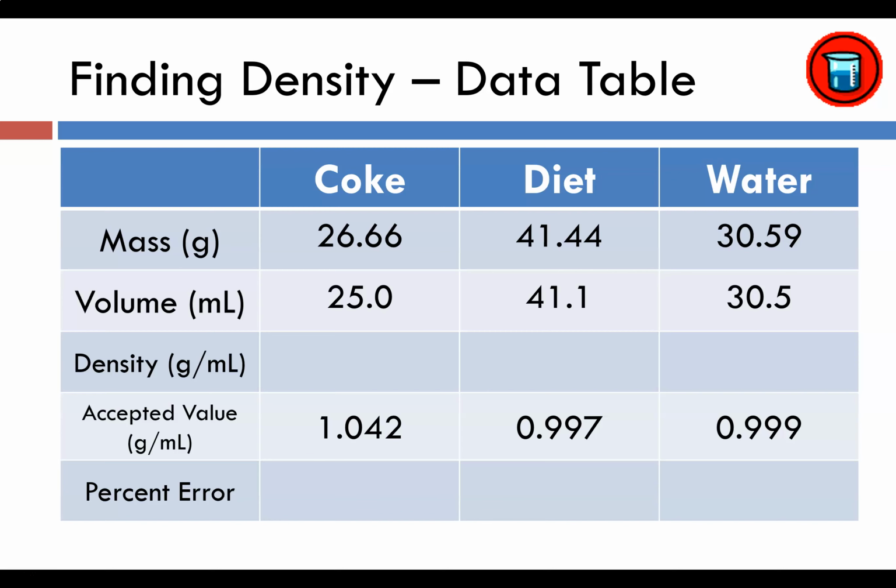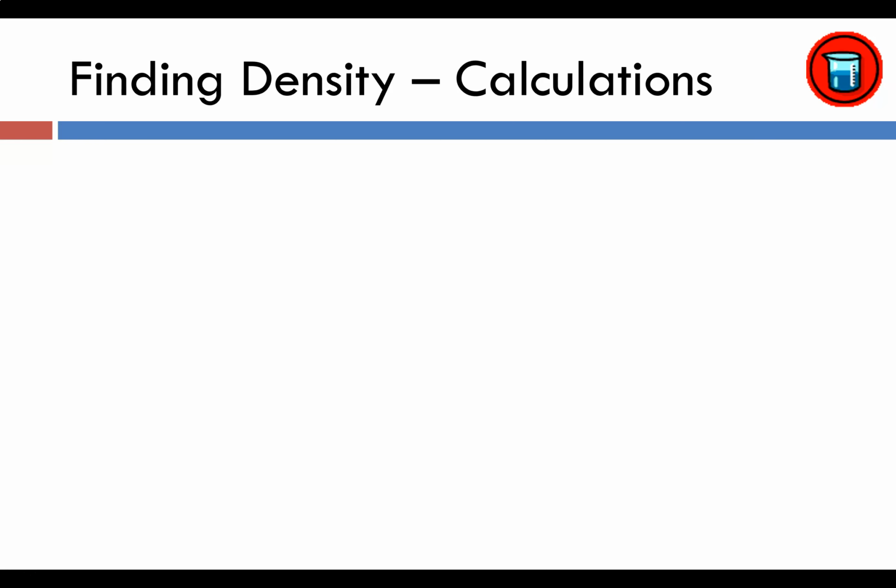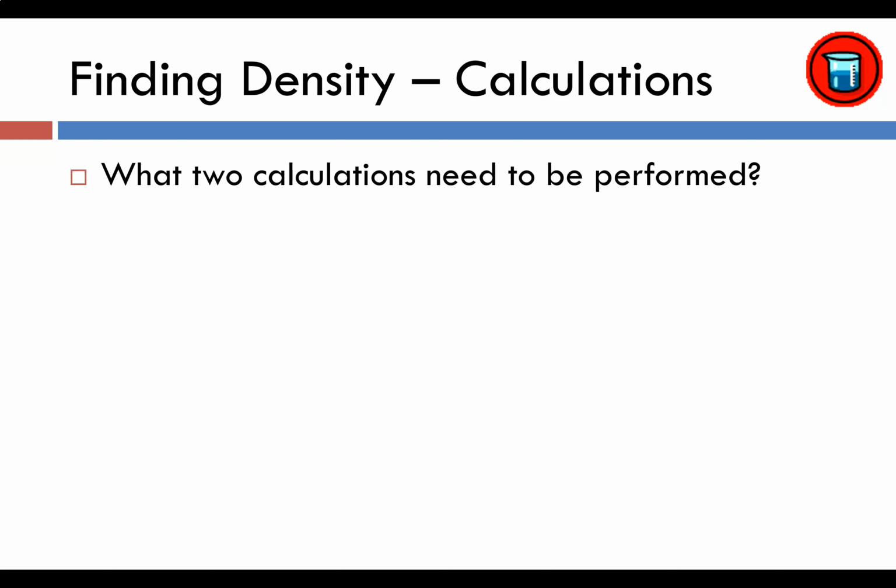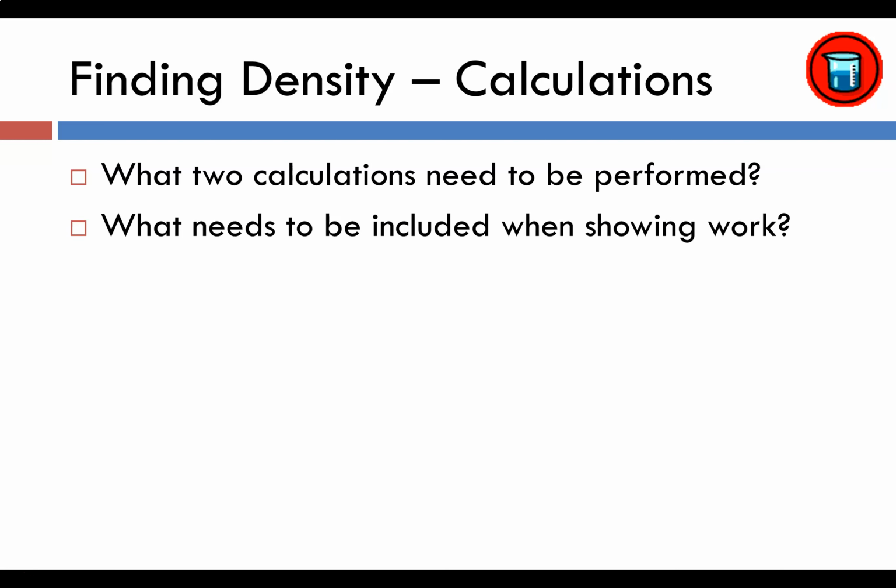So let's talk about density first, and really just what I'd like you to do when you show your work. I am a stickler for how you show your work. I think it's really important to communicate how you're going to solve the problem and then walk me through it step by step. So we know the 2 calculations we'll end up performing are percent error and density. What needs to be included when showing work? Well, first and foremost, you need to show me a formula. You don't have to write out the whole words in the formula. Abbreviations are fine, but always, always, always start with the formula.